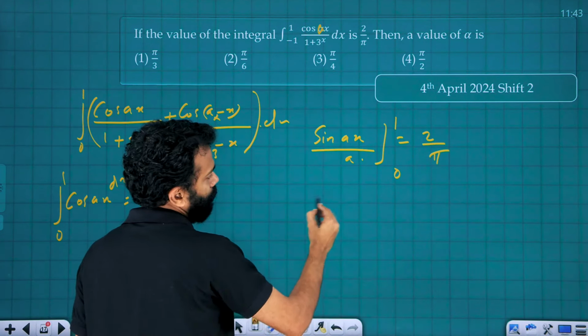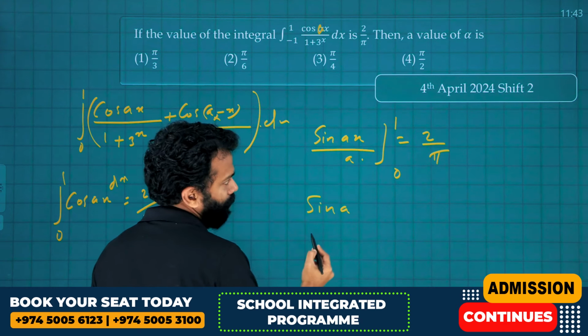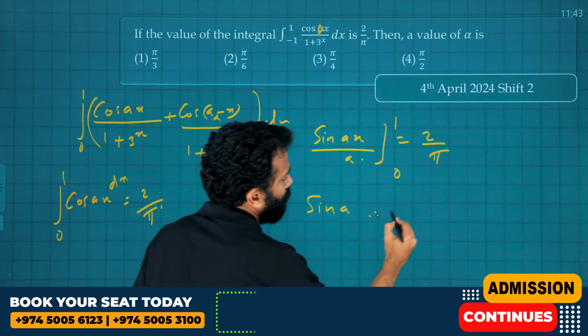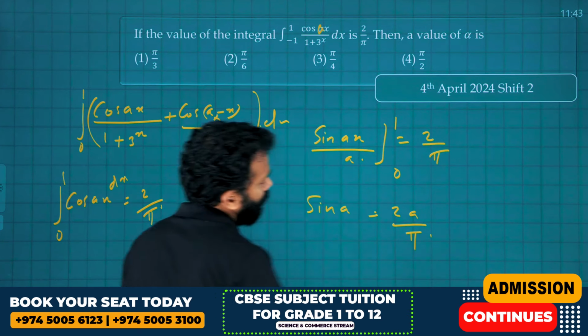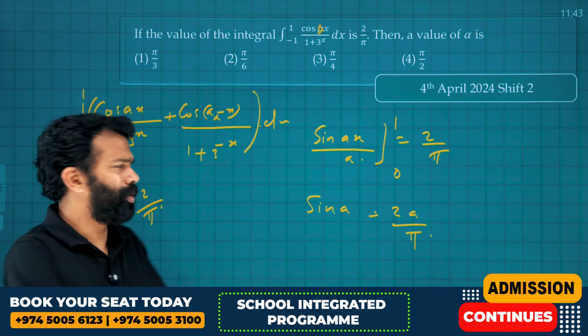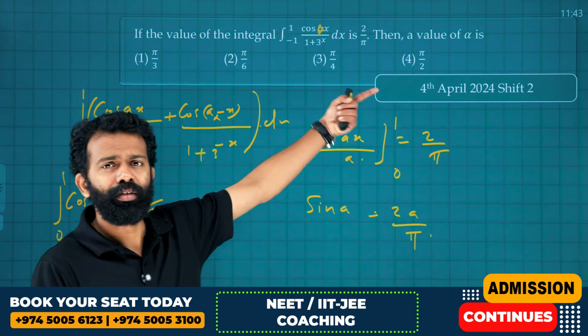Substitute the limit and you will get sin a divided by a, minus 0. There is no need of substituting that, it will be 0 only. It is equal to 2 by pi. So, sin a is equal to 2a by pi. And what is the value of a? You can substitute it from here directly, you will get the answer. What is the value of a?